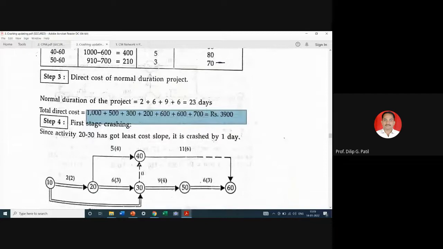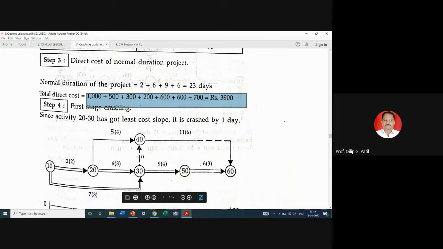So 2030 they have taken as first step, 2030 as a 40, then 2030 as least cost loop, it is crashed by 1 day, 2030. So there will be addition of 40.